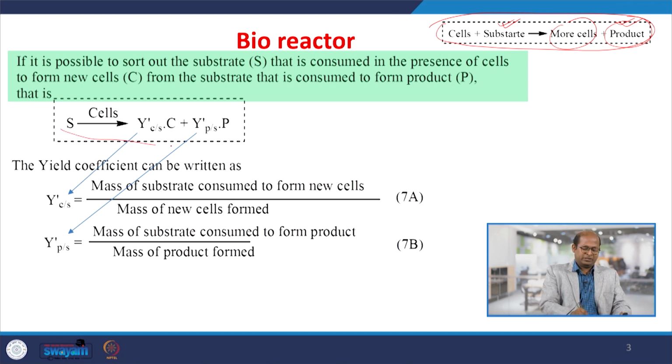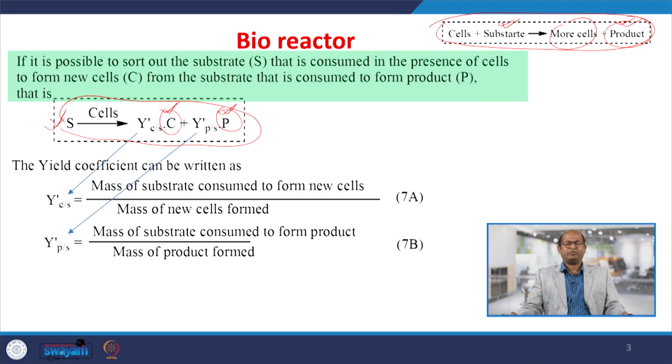So, these reactions we can write this way also, means substrate is converted into new cells as well as product. Initially we start with a very small amount of cells, or microorganisms or bacteria. Basically, that cell culture would be inside the reactor, and the substrate would be converted into the corresponding new cells. At the same time product formation is there. So, it is possible to sort out the substrate that is consumed in the presence of cells to form new cells, and the substrate consumed to form the product.